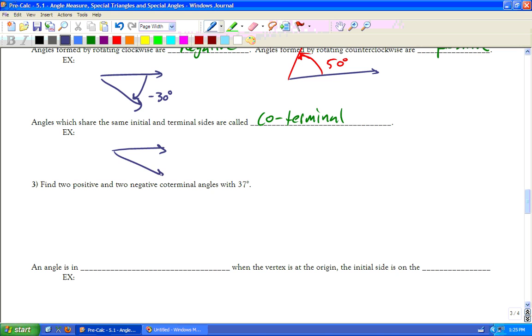One example of these would be to rotate downwards negative 30 degrees, which would be the same thing as rotating in a positive direction 330 degrees. Either way, to rotate down negative 30, you would end up with this red ray. To rotate all the way around 330 degrees, you'd end up with the green ray. They'd all be at the same place.